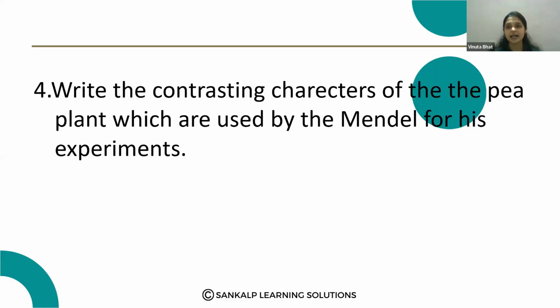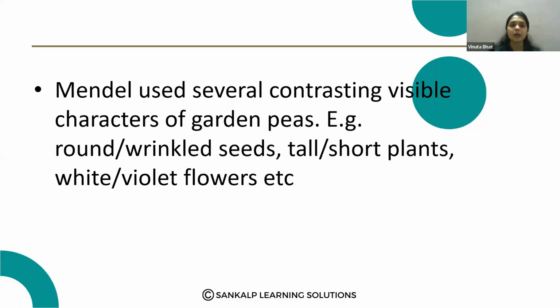Write the contrasting characters of the pea plant which are used by Mendel for his experiments. Mendel used several contrasting visible characters of garden peas, for example round or wrinkled seeds, tall or short plants, white or violet flowers. So these are the contrasting characters used by Mendel for his experiments.